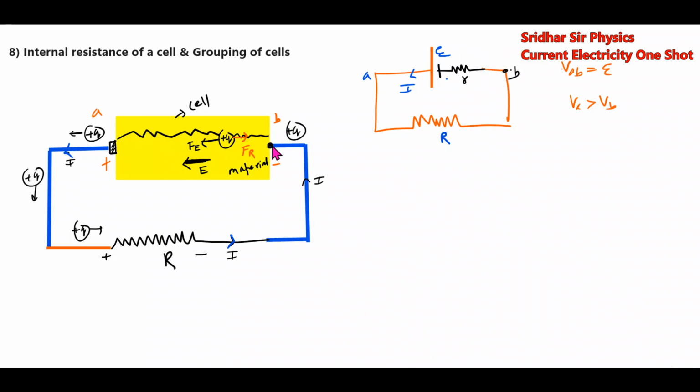These are the terminals, A and B. A and B are called terminals. Now, what is the expression for I? I is equal to E by R plus r. Terminal voltage we will calculate.